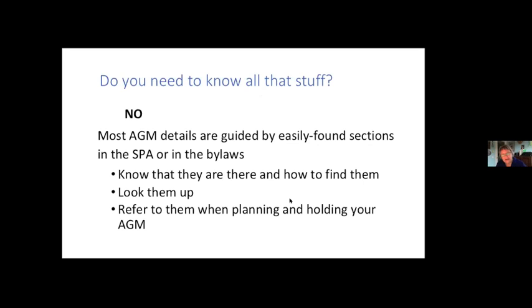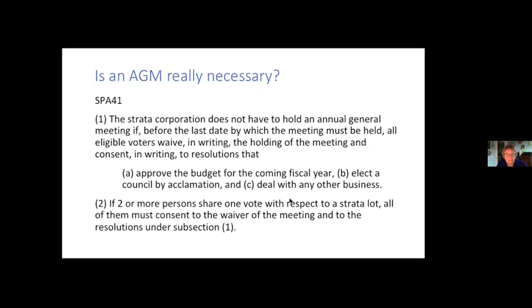So now we're going to get into a little bit more detail. But first, is an AGM even necessary? In a very small strata, perhaps it's not. You do not need to hold an AGM if all eligible voters waive in writing the holding of the meeting and consent in writing to approving the budget, electing a council, and dealing with any other new business.